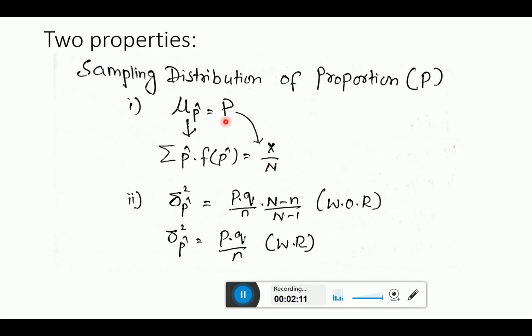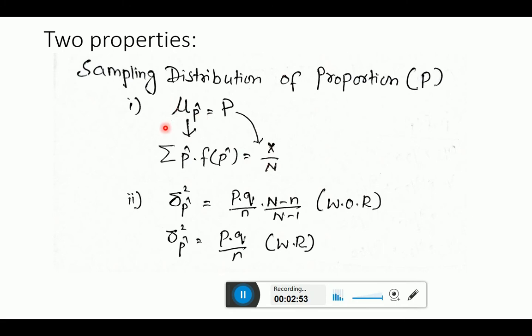If you concentrate here, we have two p's, one is p and one is p cap. Both p cap and p are proportions, but when we have p without the cap, it is known as the population proportion, and when we have p cap, p with a hat, it is known as the sample proportion. It means that the population proportion p is a parameter, and p cap is basically your statistic. Pronunciation: parameter p and statistic p cap.